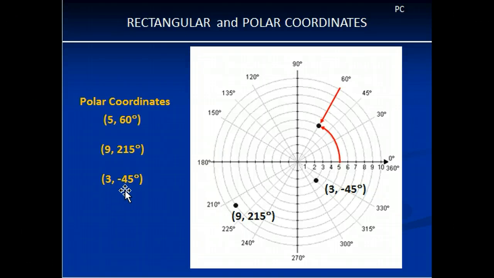Now if we have 3 and -45 degrees, we find our 3, we go in a negative direction to 45 degrees. And that's how we would find that. That's the way the polar coordinates are measured and graphed.